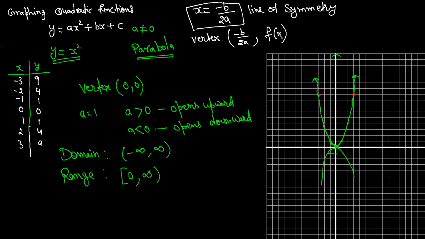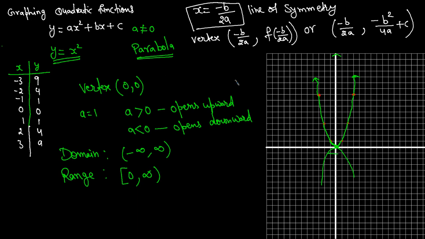Instead of x, I'm going to say minus b over 2a. This will give you the vertex. This is the x value for the vertex, and the y value is going to be minus b square over 4a plus this constant c. You can use this formula to find the vertex.